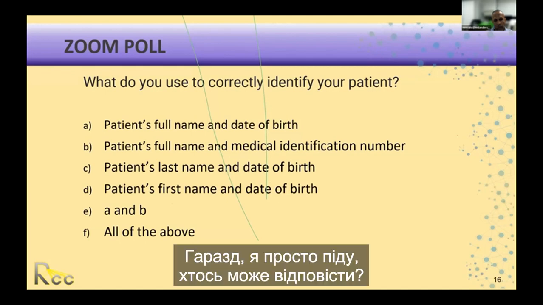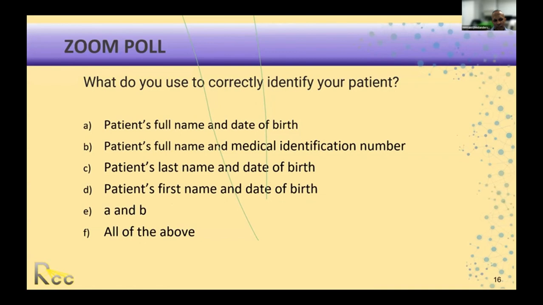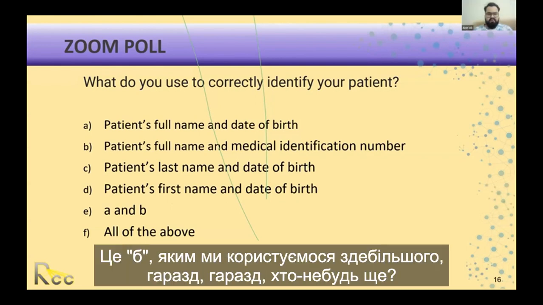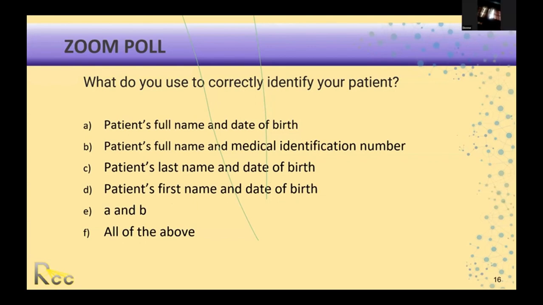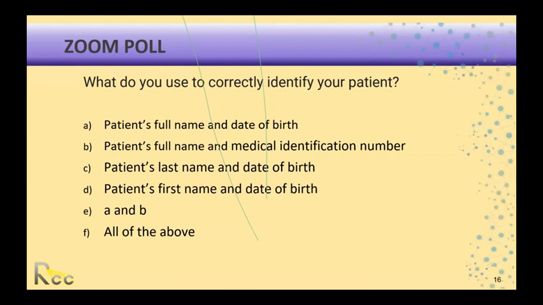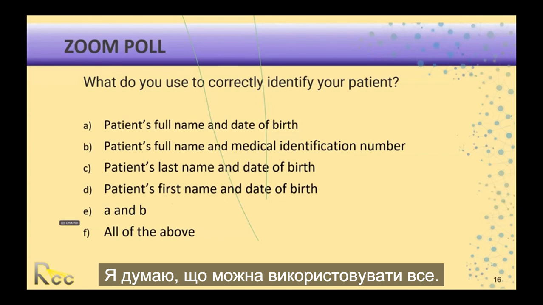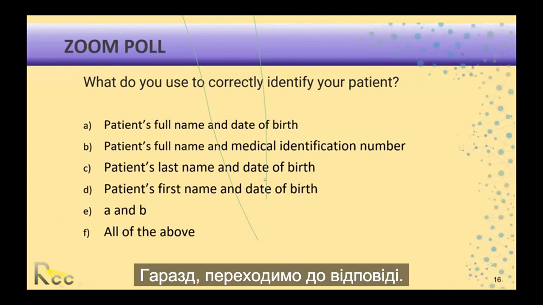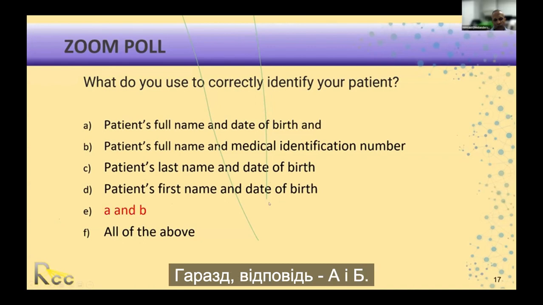All right, can somebody answer this? Nobody's willing? Okay, it's B that we are using mostly. Is it anybody else, C? I think B is the correct answer. I think you can use everything. Yeah, B. Yes. All right, let's go to the answer now. Okay, the answer is A and B.